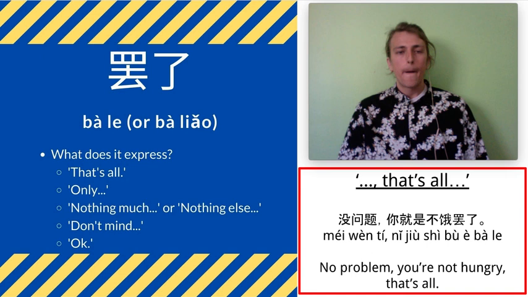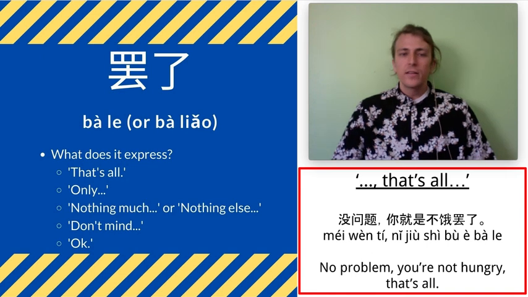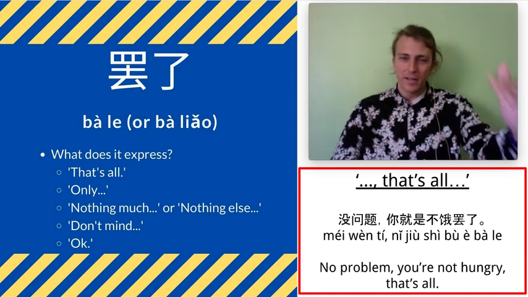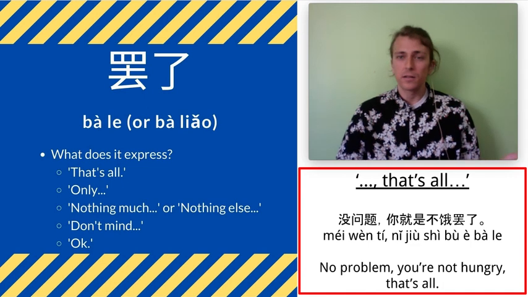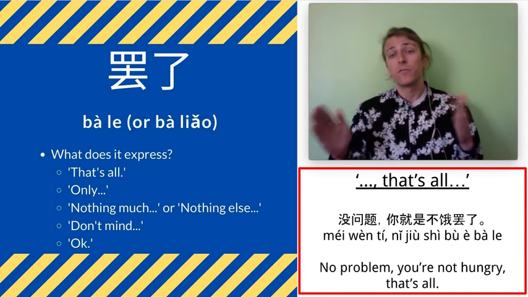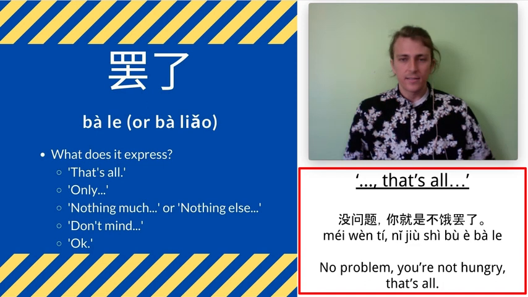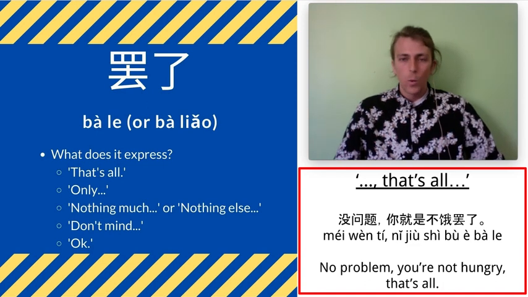Moving right along, we have another ba, but this one you need a le or liao at the end. So, 罢了. So we have a long list of things that expresses there. All of those are kind of the same in English. It just depends on how you would translate the sentence out of Mandarin. But let's look at this example below.